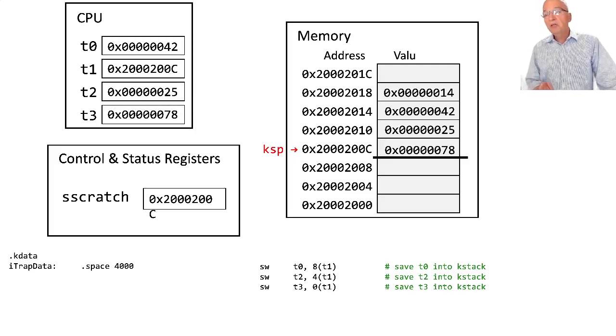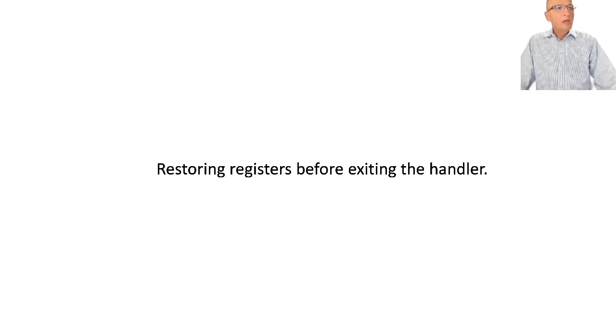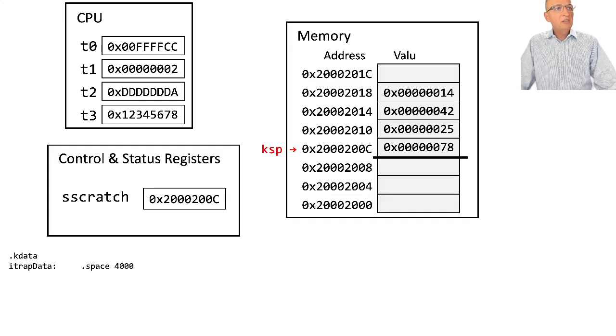So at this point, I could start another exception before saving these values, and everything will be fine, because this other exception will create a new frame for the values that that exception should save. And when that exception restores everything, I'm going to have the same values in the registers. And then I can now use the values in the handler. And then in the end, I need to restore the registers before exiting the handler.